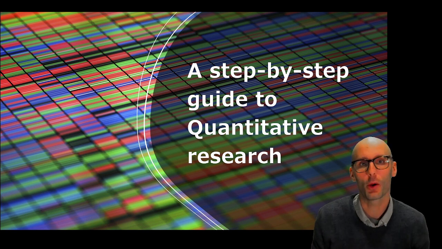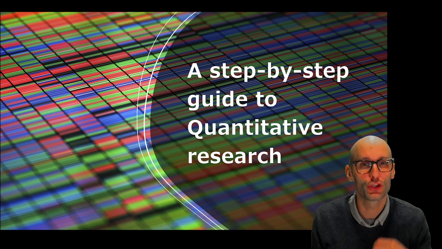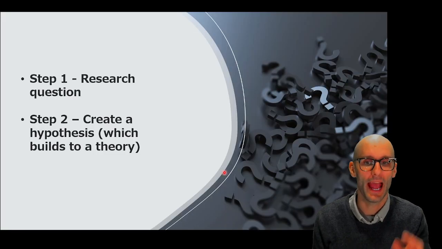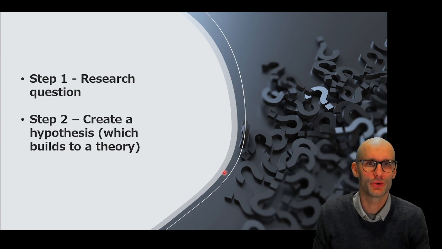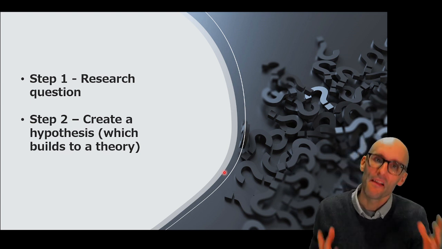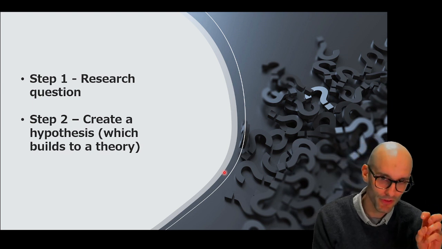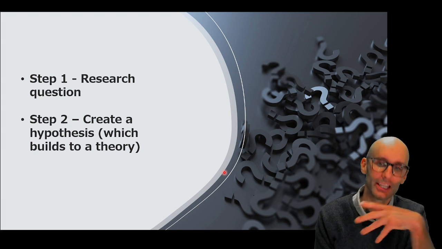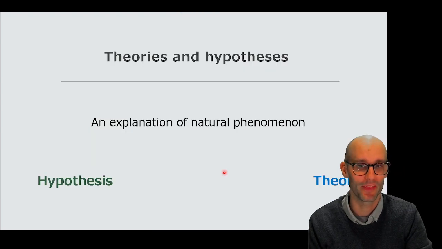And in this video, I'm going to start breaking down the next mini-series, which is a step-by-step guide to quantitative research. So in the previous video, I talked about how to get a research question. How do we develop a research question which is meaningful and feasible and will advance human knowledge? The next step is to create a hypothesis which builds to a theory based on your research question. So you've got to turn your research question into a hypothesis, and your hypothesis should hopefully grow into a theory.